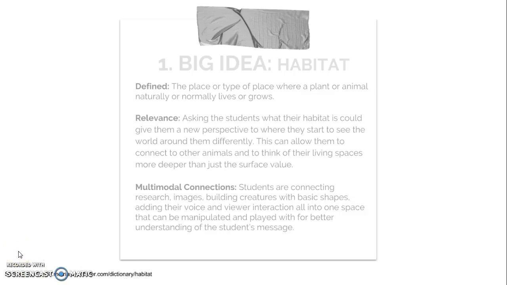The big idea is habitat, and it's defined as a place or type where a plant or animal naturally or normally lives and grows. That's the very brief definition, but I think it works perfectly here. It's relatable for students because I believe they sometimes don't feel like they have control over their habitat. Their parents have their house, they might have their room. So this could give them a new perspective on what their habitat is and what they have control of. It can allow them to connect to other animals and think of their living spaces more deeply than the surface value.